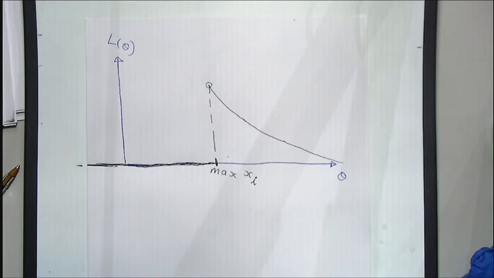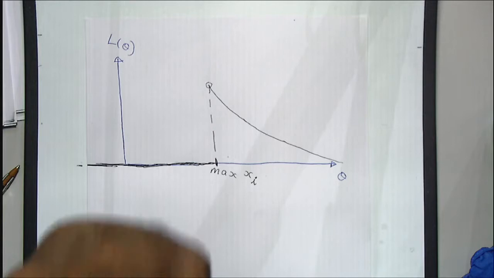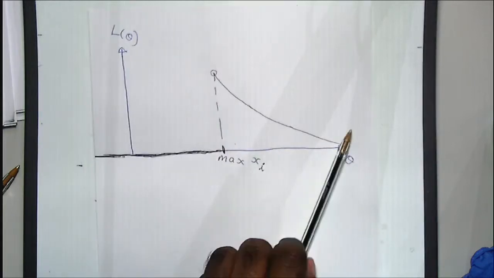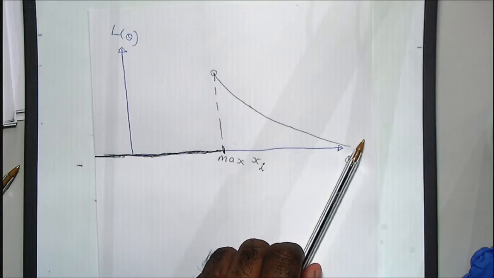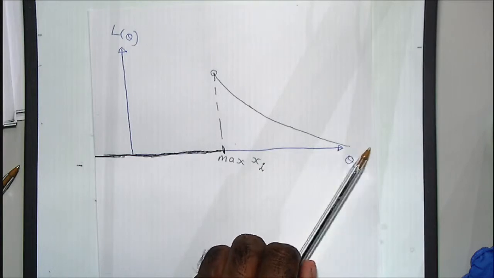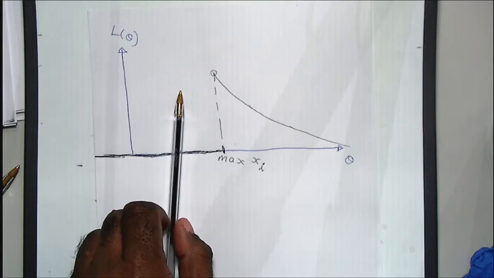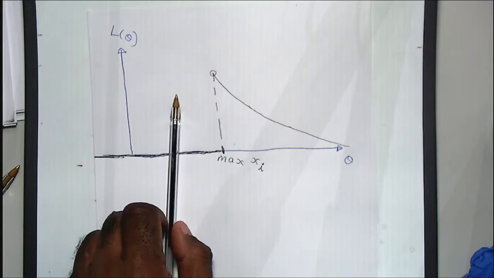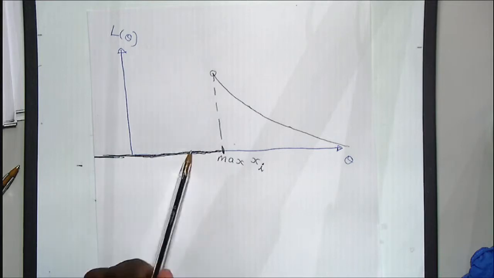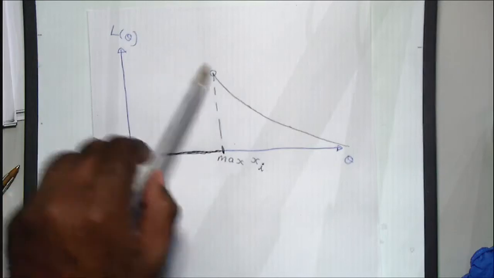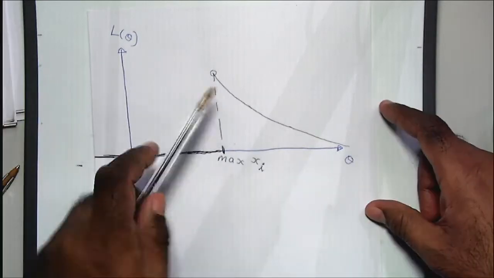Because remember, this is an indicator function, which means it takes the value 1 when theta is greater than or equal to the max of xi. That is, if you are on this side, it takes the value 1. So it's 1 times 1 divided by theta to the n, which is a decreasing function of theta. Now, if theta is less than the max of xi, then this condition is no longer satisfied, and therefore this whole function will be 0. So it will be flat 0 on this side, and a decreasing function on this side.